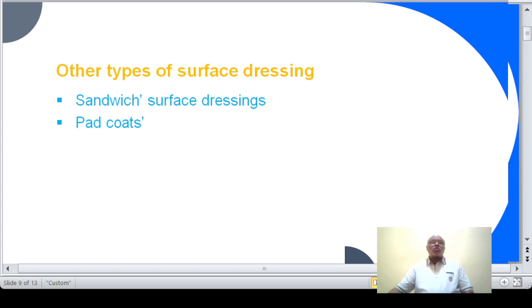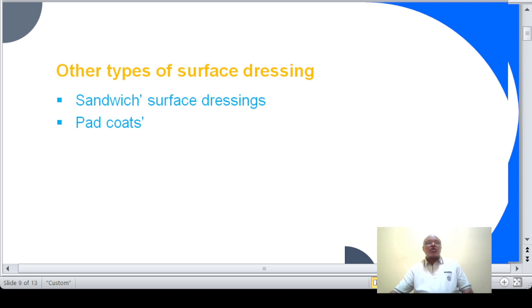Pad coats are used where the hardness of the existing road surface allows very little embedment of the first layer of chippings, such as on a newly constructed cement-stabilized road base or a dense crushed rock base. The first layer of nominal size 6 mm aggregate will adhere well to the hard surface and will provide a key for larger 10 mm or 14 mm chippings in the second layer of the dressing.